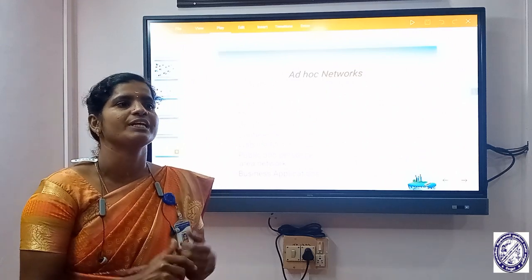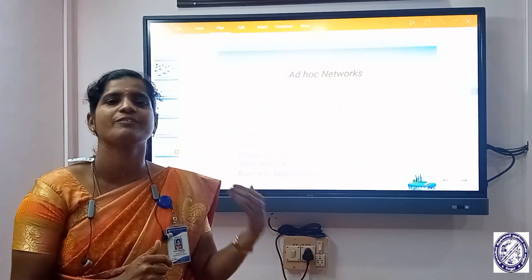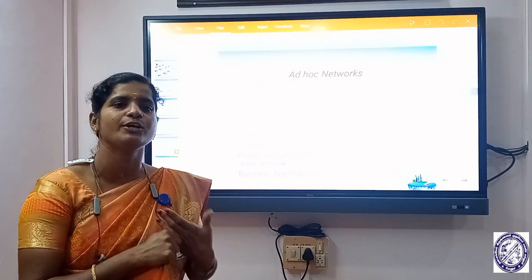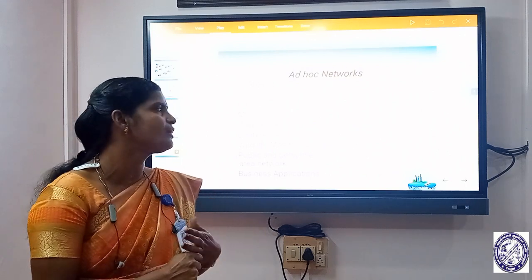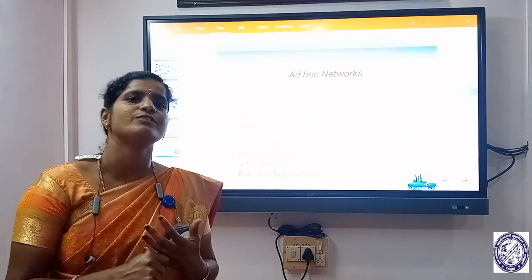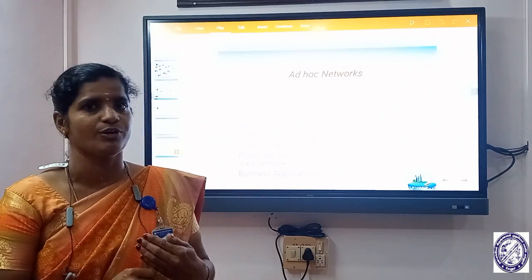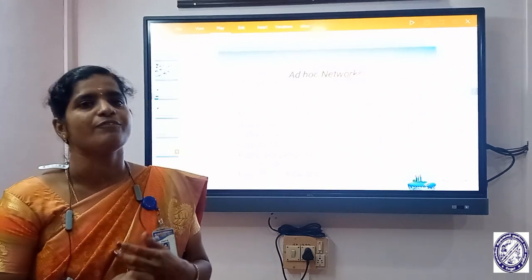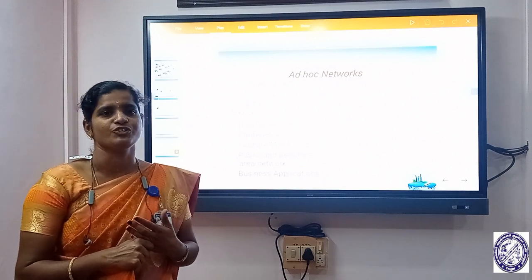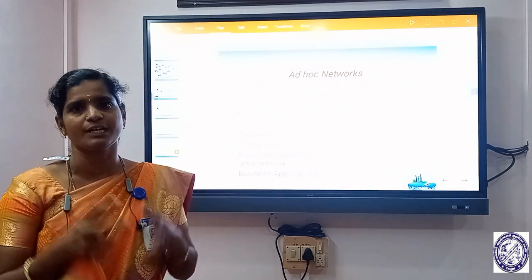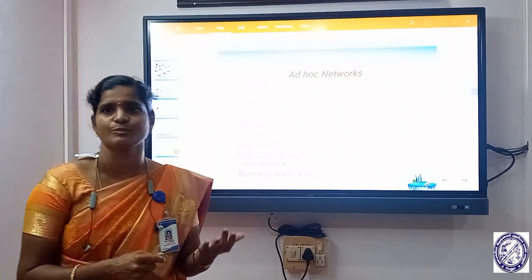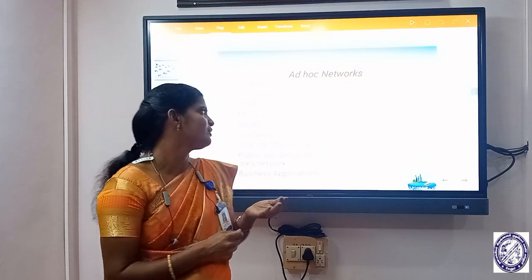Some of the challenges are scalability. Scalability means when we increase the network size, it will affect the communication. Achieving routing is also difficult here, and quality of service will also be affected. Then the client server model, that means the master to slave model. And security is also difficult here. And energy conservation: a lot of wireless devices are connected here, and each device may have a different energy level, so energy consumption may be affected.